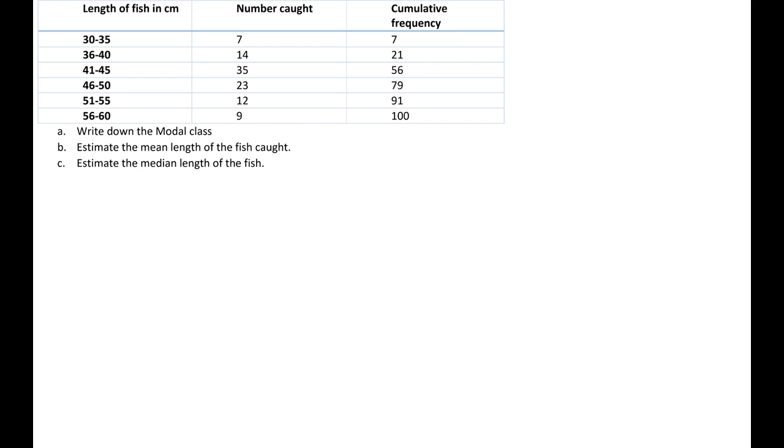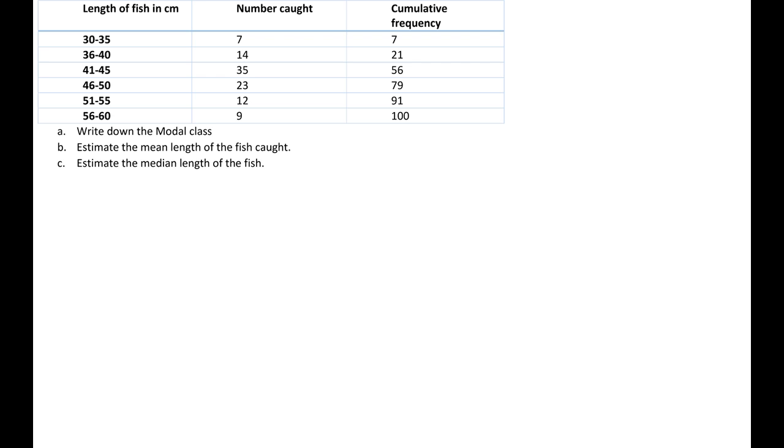Okay, so we're dealing with a number of fish here, and they are grouped data, so we need to remember that when we're working through. We're asked to write down the modal class. Modal class is the most common class, so we need to have a look down the numbers column and say which one's the highest. This one, 35. Therefore, the modal class is that.